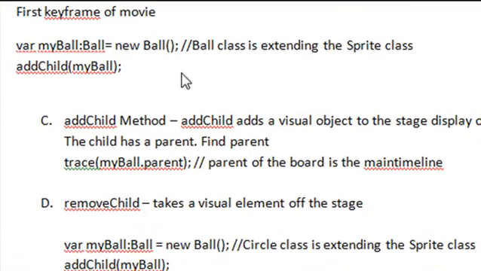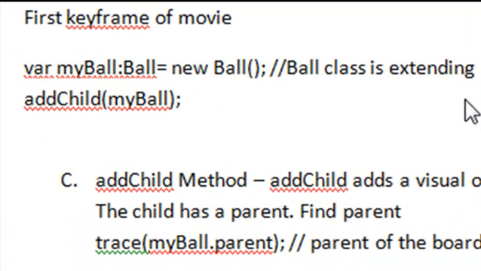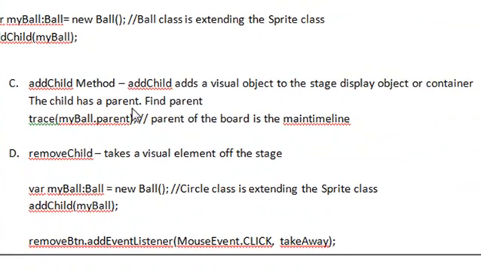If it helps you at all, you can think of a sprite basically as the first keyframe of a movie. And in this particular example, the Ball class is extending the Sprite class. So you have this little graphic in here, and you instantiate it, and then you use the addChild method. Now let's talk about the addChild method just a little bit more.